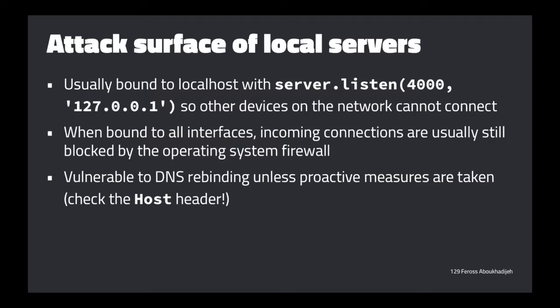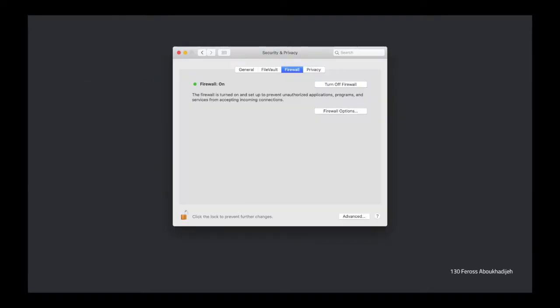And then also, we have to think about the DNS rebinding. In general, you're vulnerable to this unless you take proactive measures by checking the host header. So don't rely on the operating system to protect you, because you're still vulnerable to attacks from your own browser. That's the whole idea of this DNS rebinding. Remember, the idea is your browser becomes a proxy for the attacker. So their JavaScript is running in your browser, and it's able to make requests to these services, either your IoT devices or local servers that are running on your machine, right? And so you can't rely on those defenses.